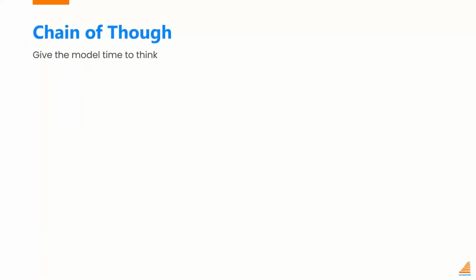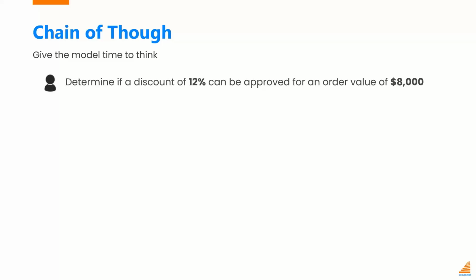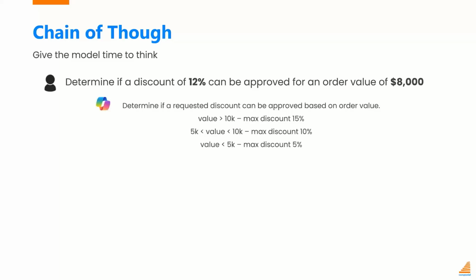Another very common prompting technique that you've heard of is chain of thought, or in other words, give the model time to think. Let's look at this one through a different example. Let's say we want to build a feature where the user can come in and say, determine if a discount of 12% can be approved for an order value of 8,000. Again, a naive prompt would look like this. Determine if a discount can be approved. If the value is above 10K, max discount 15%. If it's between 5 and 10K, max discount 10%. If it's below 5K, max discount 5%.